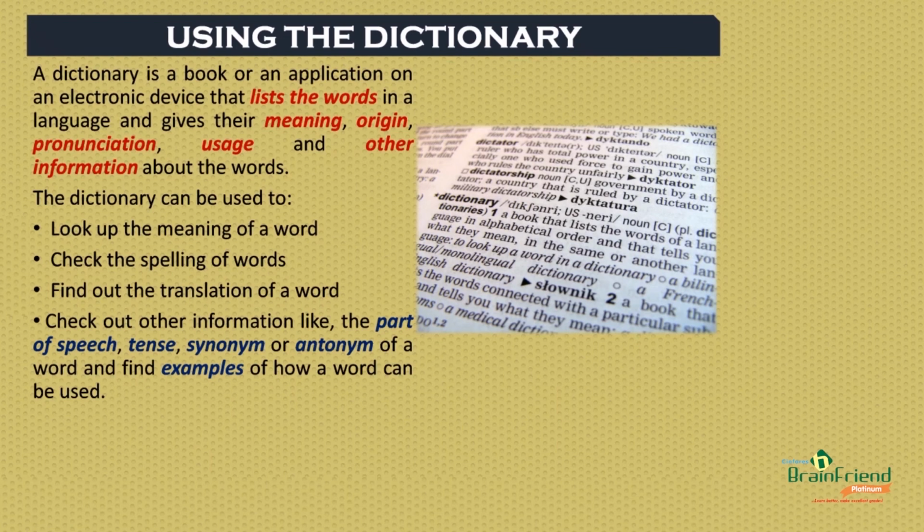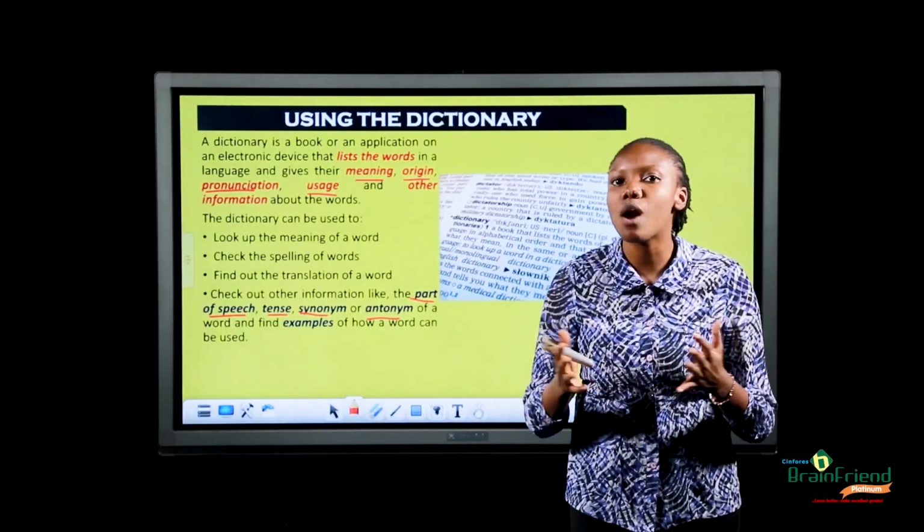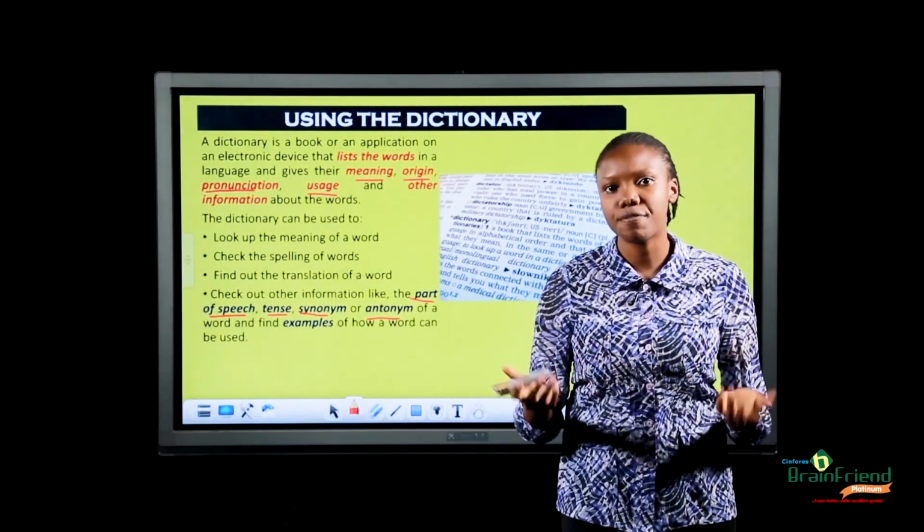A dictionary is a book or an application on an electronic device like our mobile phones and our laptops, where we have words listed out with their meanings, origin, pronunciation, usage, parts of speech, tense, synonym, or antonym. Now, let's move on to see how we can use the dictionary effectively.